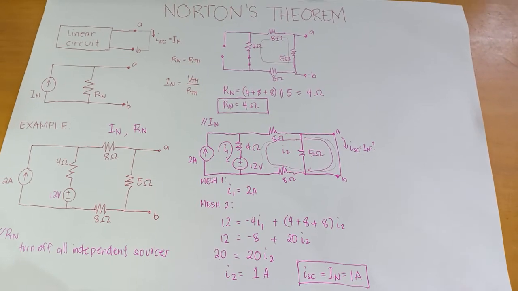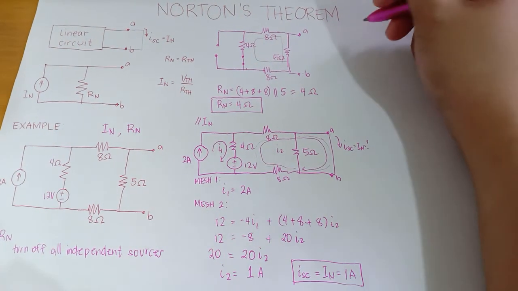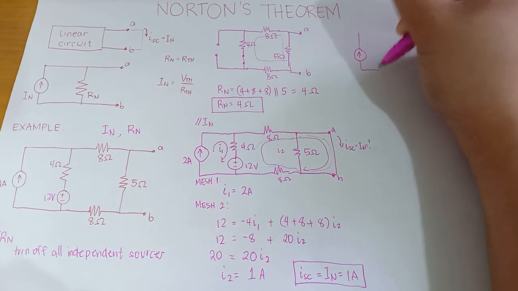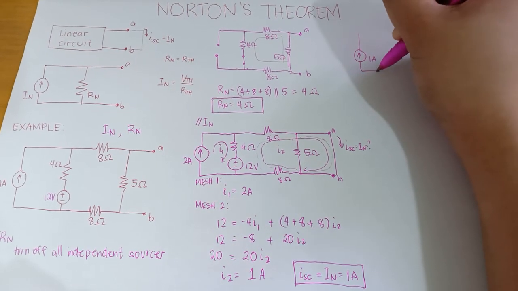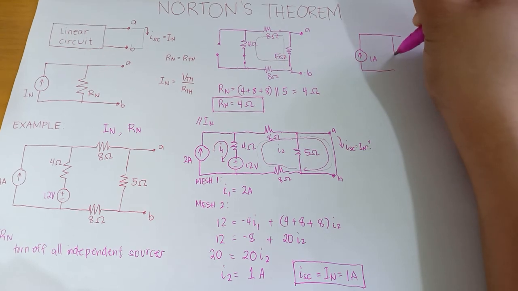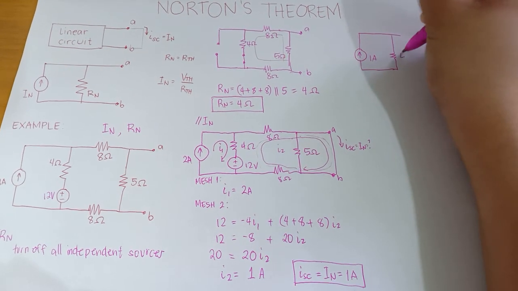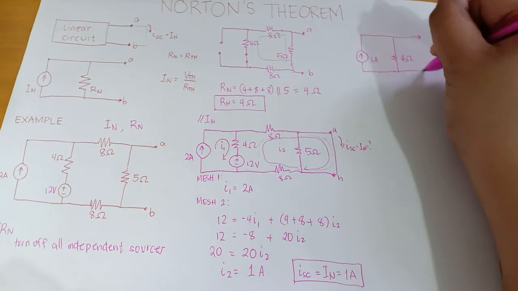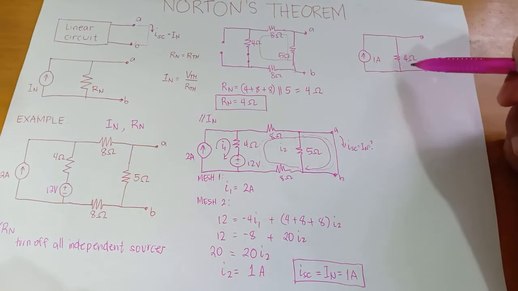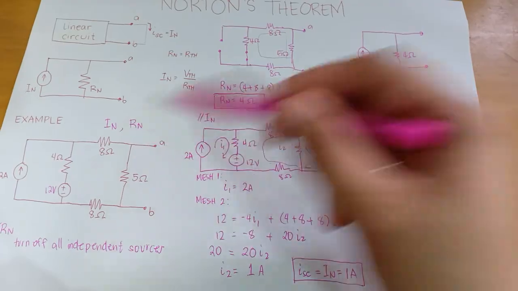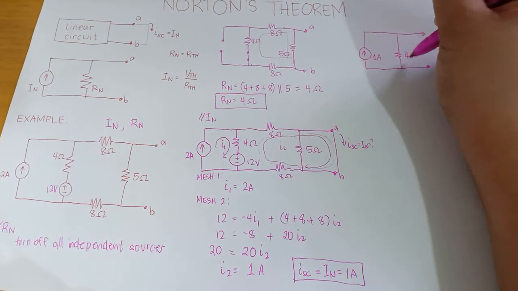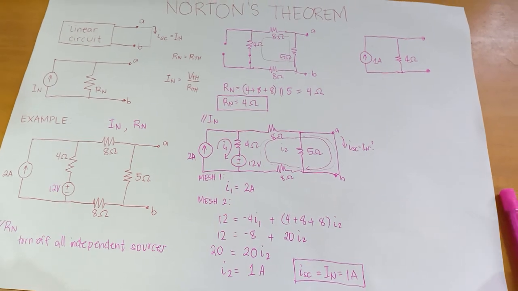Okay? So, let's draw our current I sub N, 1 amp, tapos, nakaparallel daw ay ilan? 4 ohms. Yan. So, ito yung equivalent circuit nitong kabuuan na ito. We only have 1 amp at saka 4 ohms. Okay.